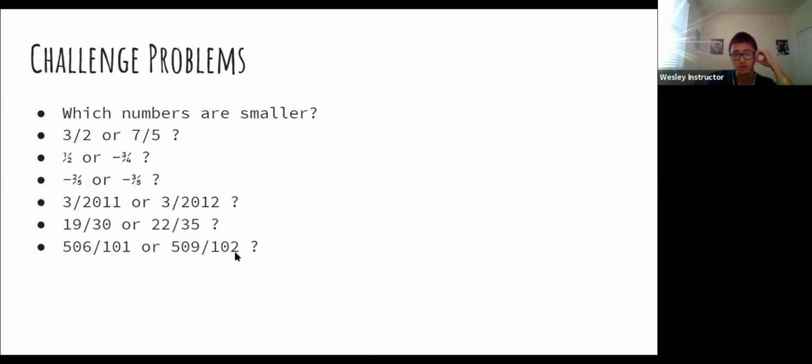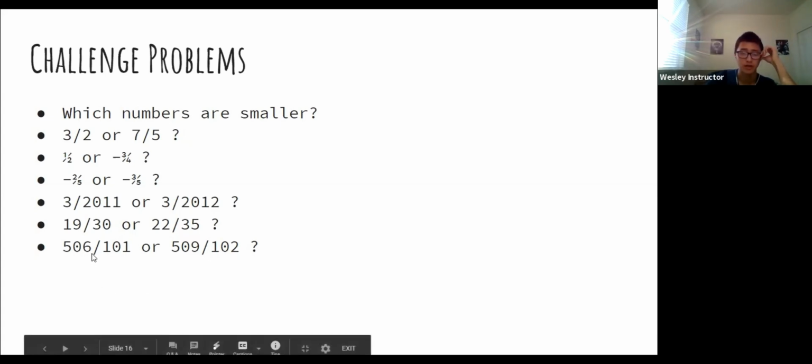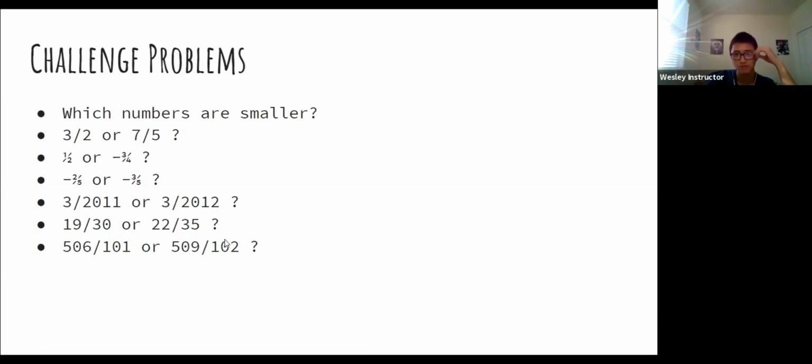510 divided by 102 is 5. And 509 is smaller than 510. So that means this fraction is smaller than 5. Well, this one's smaller than 5. This one's greater than 5. So that means this one, 509/102, this is a smaller fraction.